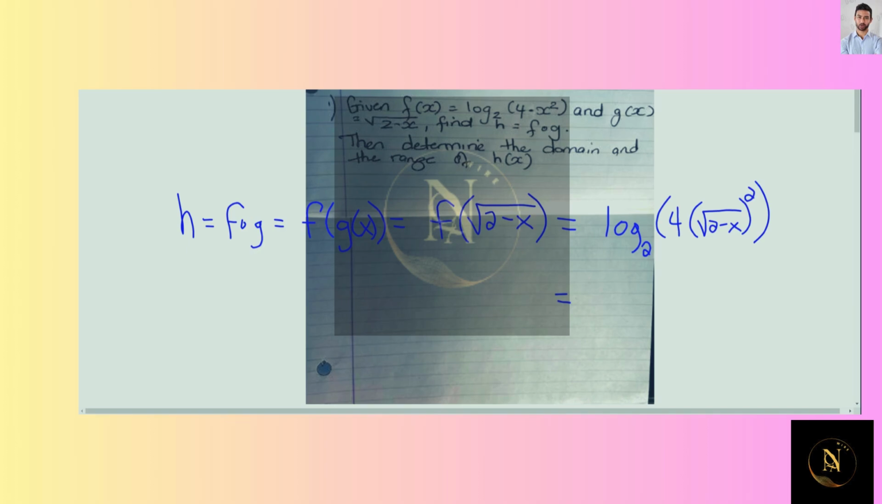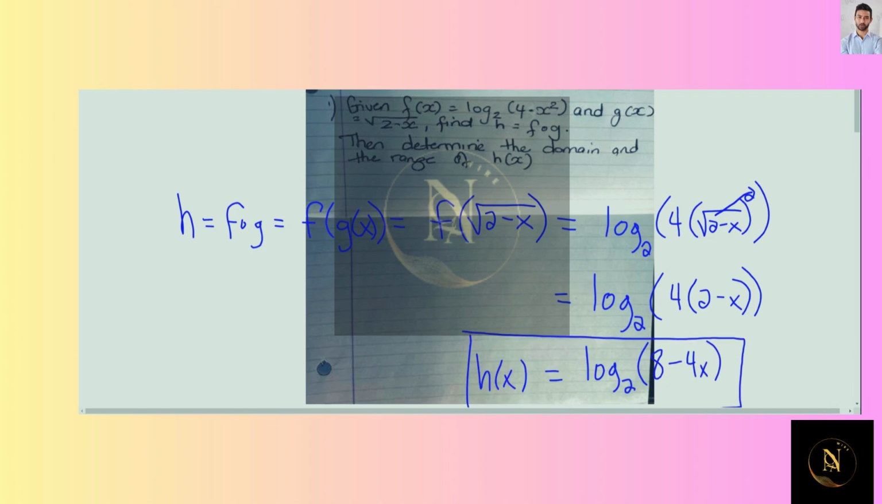Now, log base 2 of 4 times the square root of 2 minus x, squared. Well, the square root of anything squared just counteracts. So that's the same thing as log base 2 of 4 times 2 minus x, which is equal to log base 2 of 8 minus 4x. And so that is your h of x function right there.